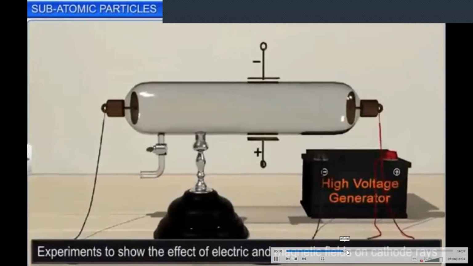This is the first experiment actually. Look at this one. This is the electric field. As I mentioned, they have kept two metal plates. This is the negatively charged metal plate, the above one, and the below one is the positively charged metal plate. And these cathode rays are deviating towards the positively charged metal plate. Then we can conclude that cathode rays are what? Negatively charged, right?